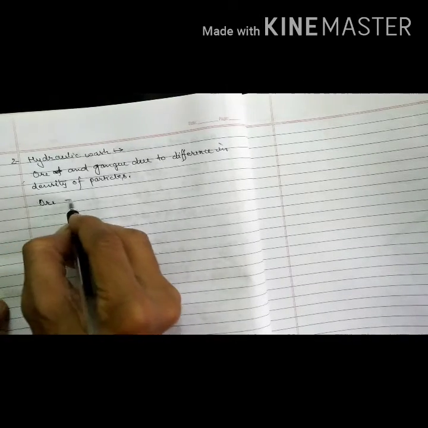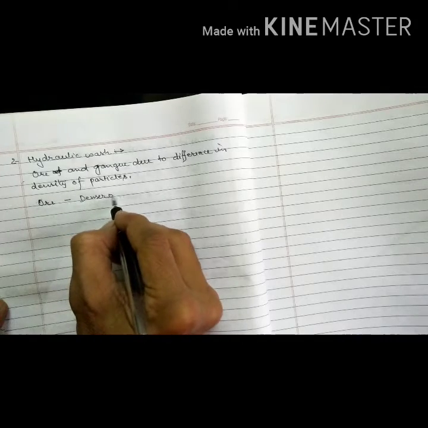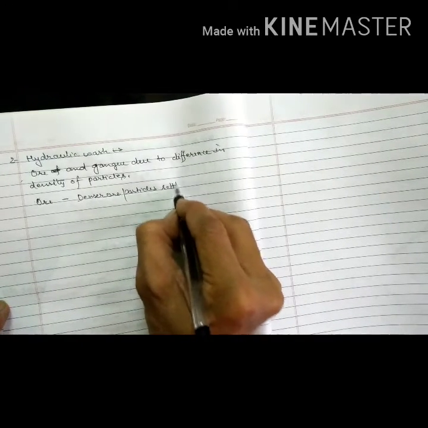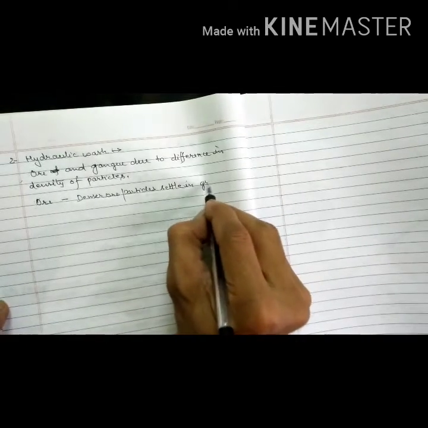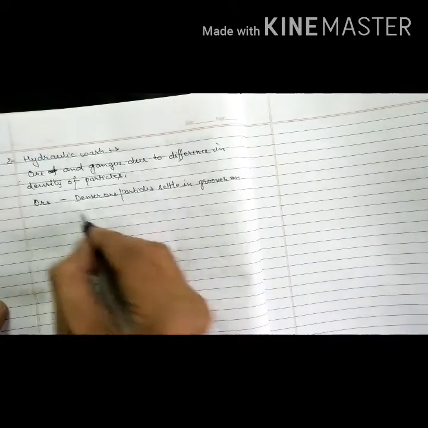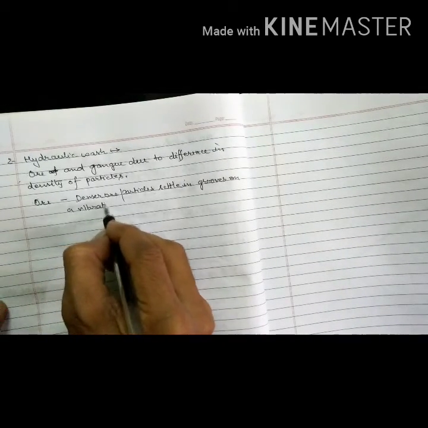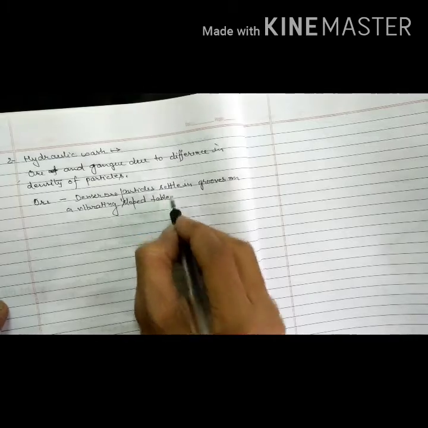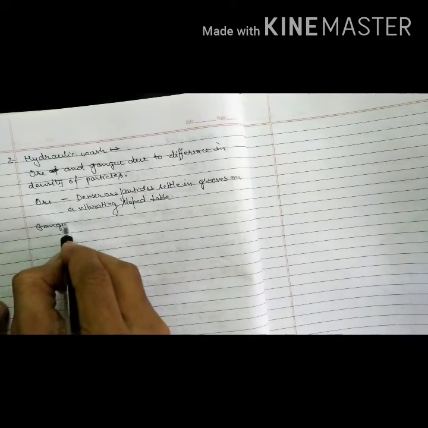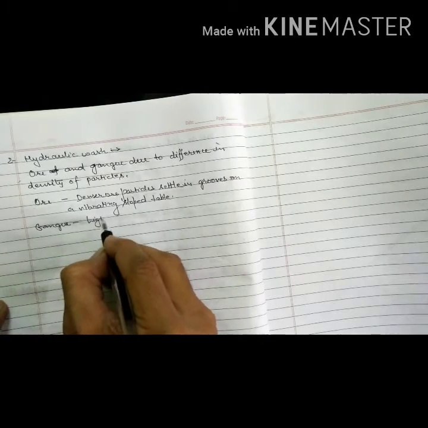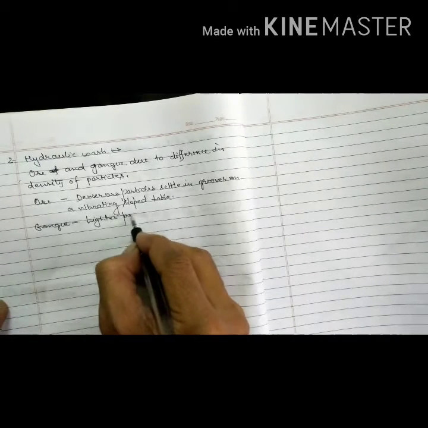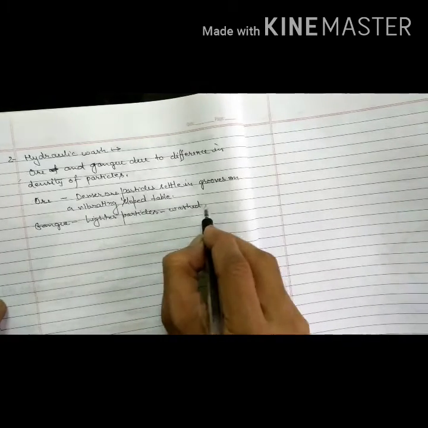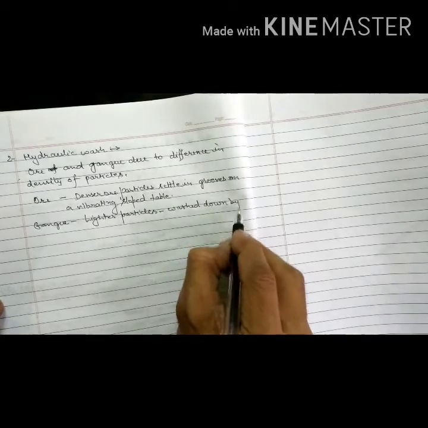So suppose this is the ore. Denser ore particles settle in grooves on a vibrating sloped table, and gangue, lighter particles, are washed away by water.